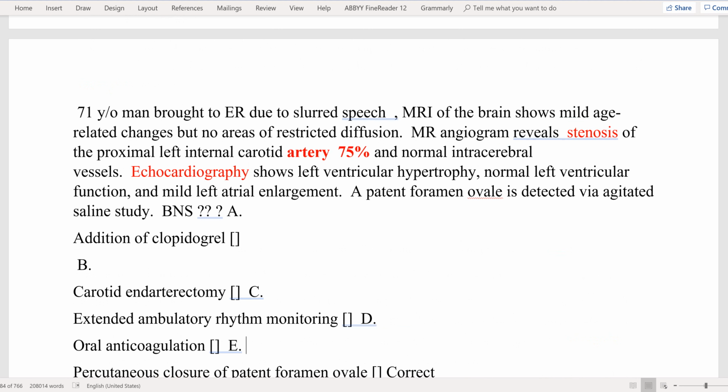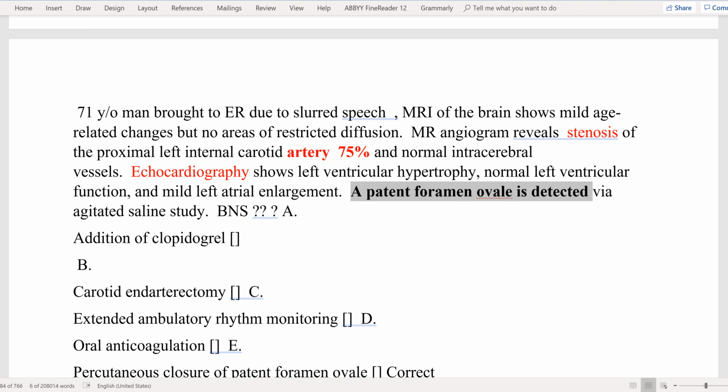Okay, so this is a good thought, closing the patent foramen ovale. However, patent foramen ovale is present in 30% of the population. It's asymptomatic. You and I could have a patent foramen ovale. It doesn't cause any problem. It's just there.